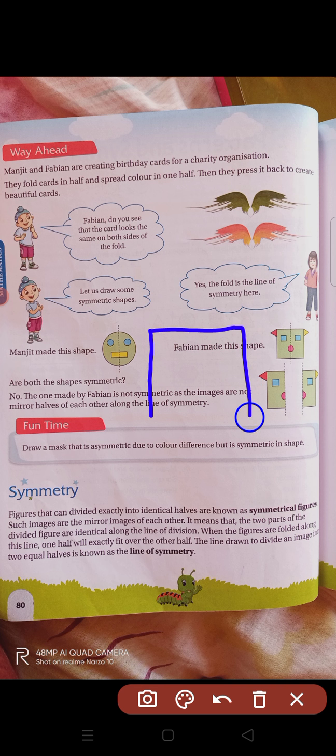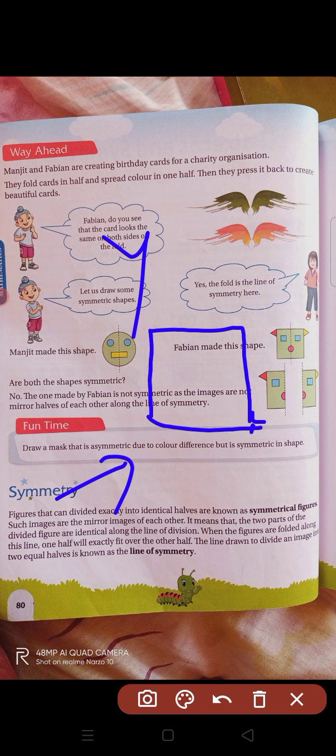So look at this square. Observe this square here. If we draw a line of symmetry, just observe whether it is a symmetrical figure or not. What is a symmetrical figure? We all know that figures that can be exactly divided into two equal halves are known as symmetrical figures, right? So just observe this figure, whether it is symmetrical or non-symmetrical.